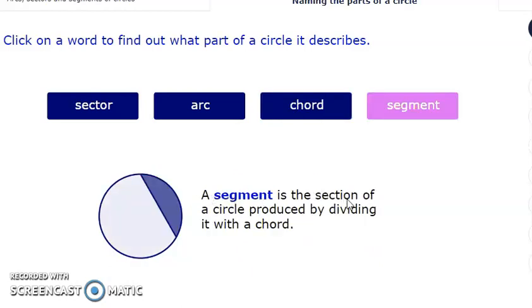A segment is the section of a circle produced by dividing it with a chord. This is a chord, and the two parts in which it is divided, they are called segment. The one with a smaller area is minor segment. The one with larger area is major segment. Also, you can say the one which includes center of the circle is major segment, and the one which does not include center of the circle is called minor segment.